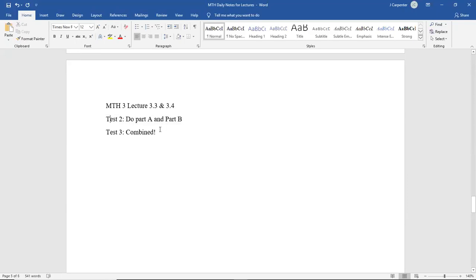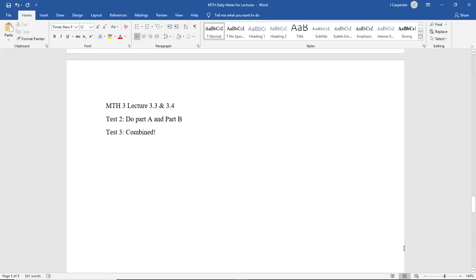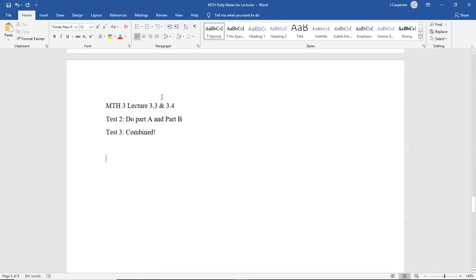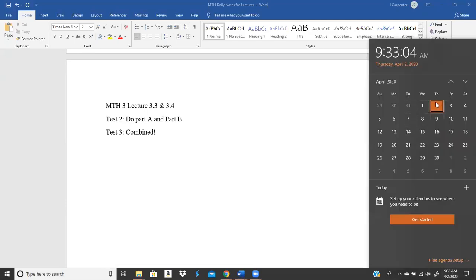And then vice versa for test 3: if you go into chapter 3, you should not see the part A and part B. You should only see the combined one at the end. So nothing changes with the homeworks, nothing changes with the quizzes. Remember that 3.1 and 3.2 were due for today's lecture. And then 3.3 and 3.4 will be due next class, which if you are in my Tuesday, Thursday, means it's due on the 7th. If you are in my Monday, Wednesday, it's due on the 8th.